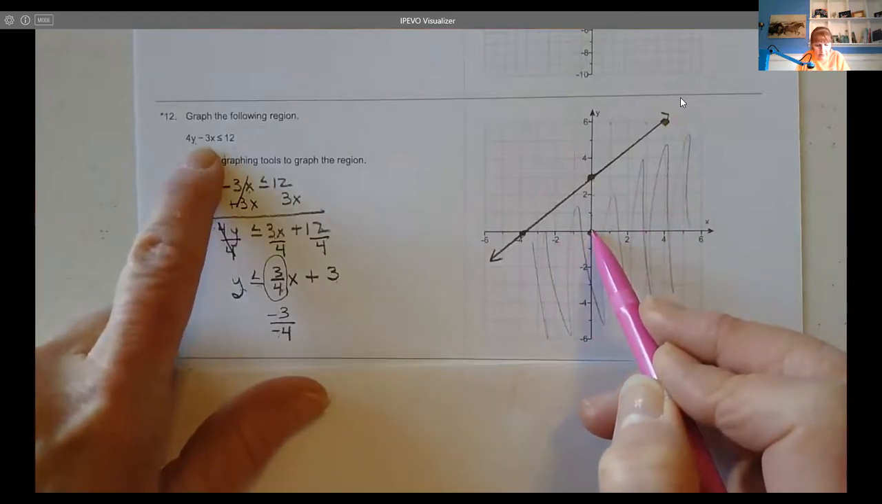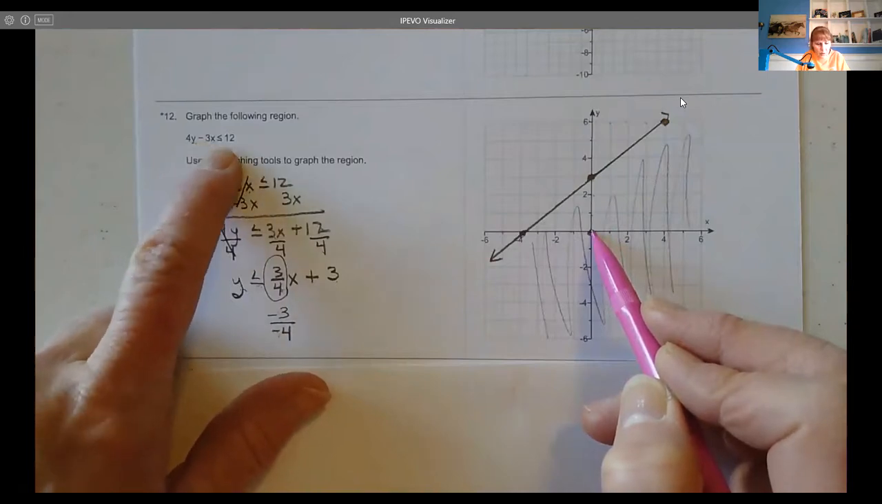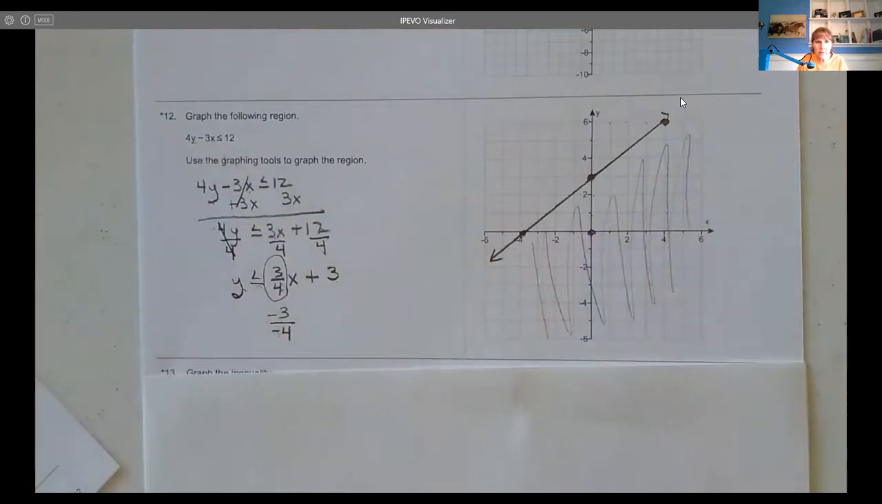Put in 0 for x and 0 for y, and it should be true. Is 0 less than 12? You bet it is. So that one works. Okay, so I hope that kind of makes sense. Again, it's very similar to your homework. Your numbers here will probably change. Just watch the shading, and if it's really confusing, let me know.